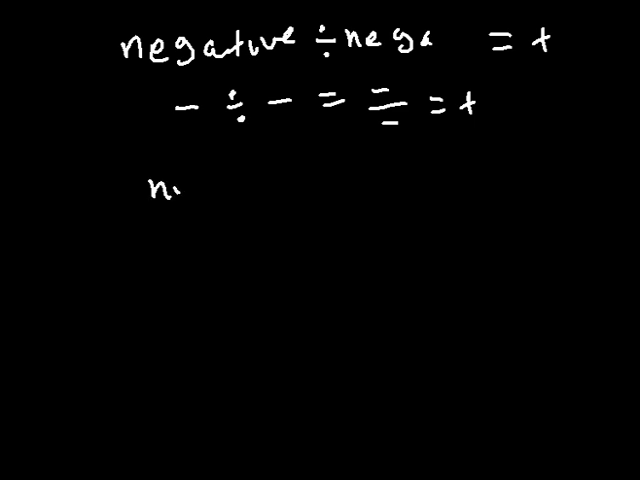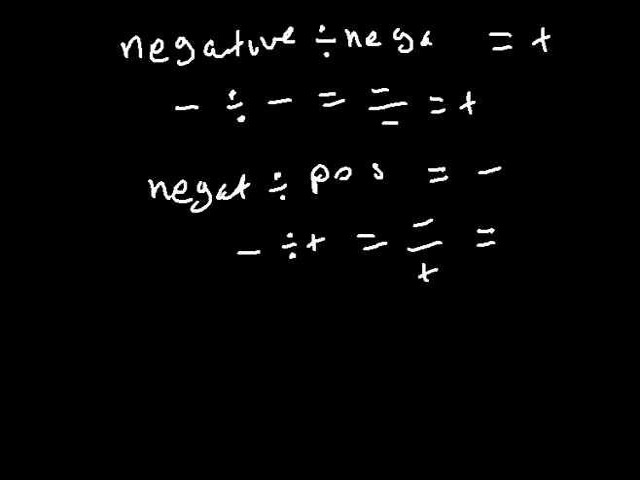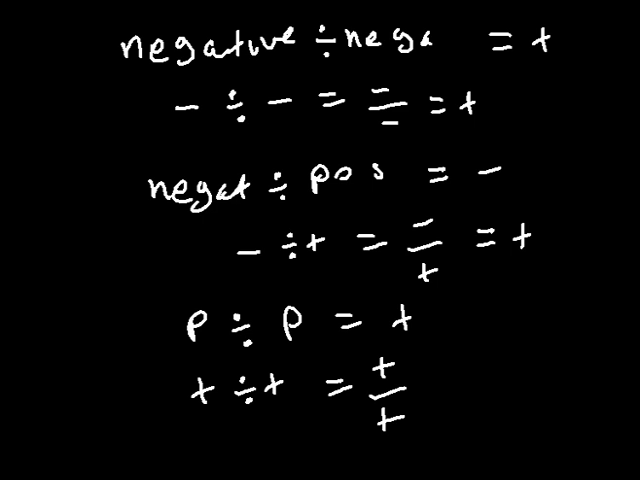And if we have a negative divided by a positive, the overall result becomes negative. And likewise, if we have a positive divided by a positive, which is the same as positive over positive, the overall result becomes positive.